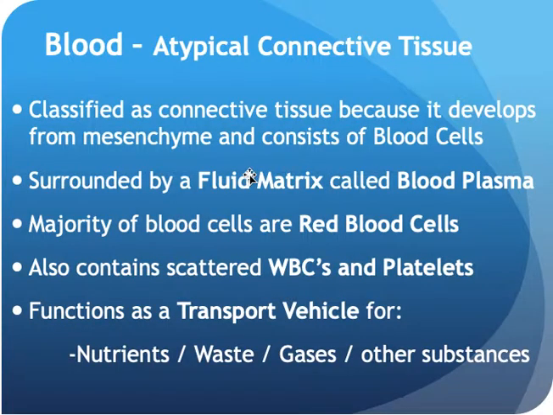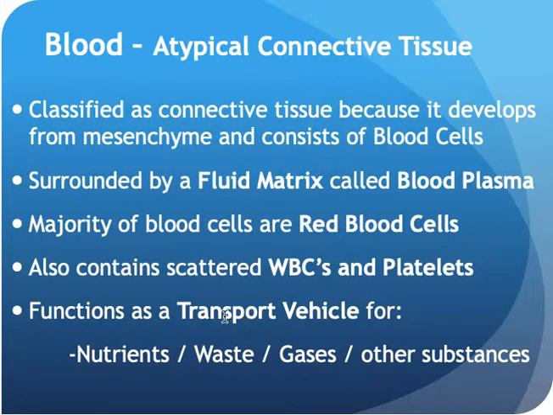Okay, so now we get to the last one, which is our blood. This is one that everybody forgets is a connective tissue, so it's an atypical connective tissue. It's classified as connective tissue because it develops from mesenchyme, just like we said, and consists of blood cells surrounded by a fluid matrix. That's the biggest difference: it's a fluid matrix called blood plasma. The majority of blood cells are red blood cells. You'll see that in the picture in a second, but we're also going to have some white blood cells and some platelets, and you can do a lot of different tests to measure the amounts of different types of cells in your blood and see what's going on in your body and how well it's functioning.